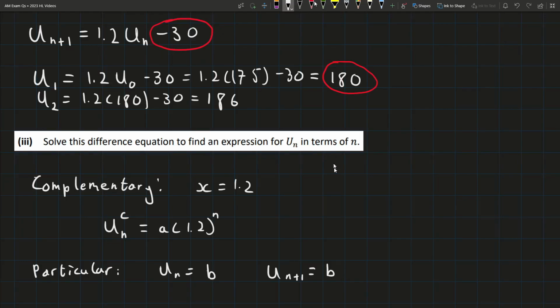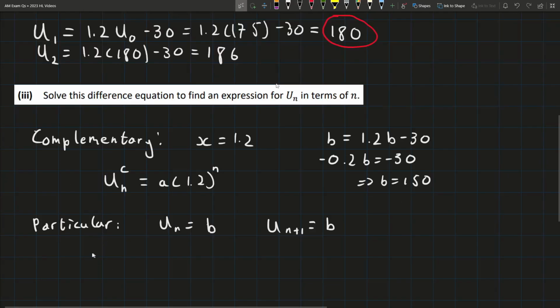So now we sub those into our original difference equation, so replace the un plus 1 with a b equals 1.2, the un is also a b, minus 30. That means that minus 0.2b is minus 30, which means that b equals 150. So now we know that our particular solution, which we can write like this, equals 150.